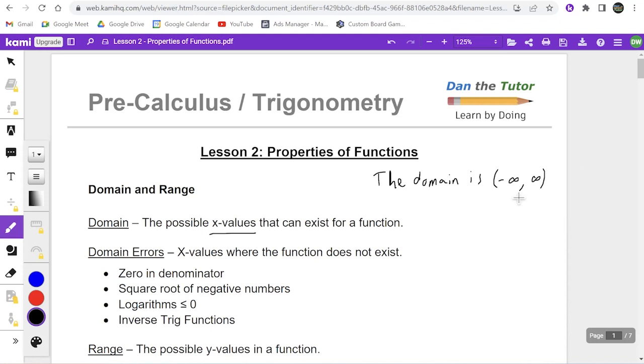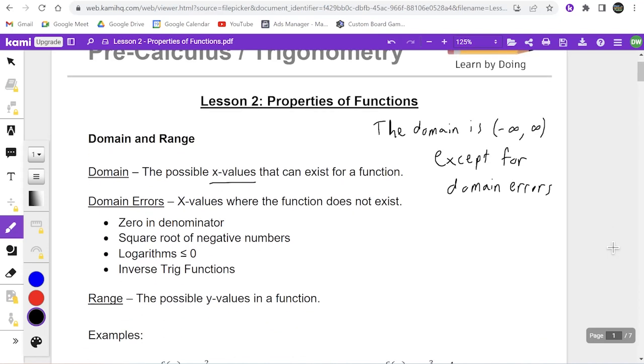But I also want to say that the domain is everywhere. That's what negative infinity to positive infinity means. The domain is everywhere, except for domain errors. Now, there's 4 domain errors we need to know about for pre-calculus. Honestly, there's a lot more than 4, but there's only 4 you will ever see in pre-calculus. It's the 4 I have listed right here for domain errors.